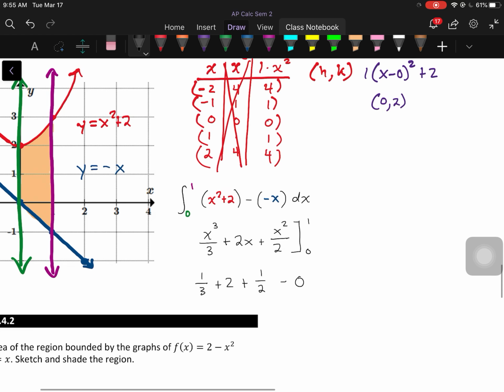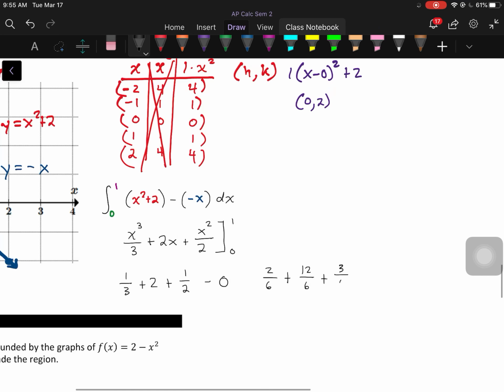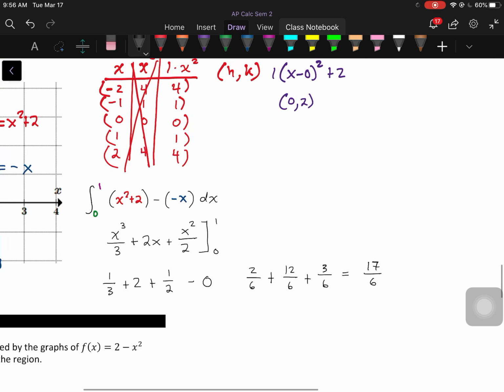And so in that case, we're going to take the fractions, get a common denominator. I'm going to get 6 as the denominator, so I have 2 over 6 plus, and this would be 12 over 6 plus 3 over 6. I'm just taking these 1/3 and 1/2 and the constant 2, making them over 6. And then 12 plus 5 would be 17 over 6, or 2 5/6.